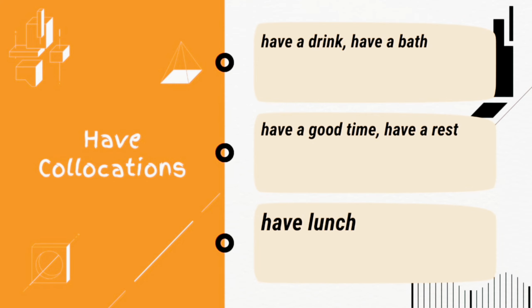So first of all, we have the have collocations. Have a drink, have a bath, wash yourself, have a good time, enjoy yourself, have a rest, just relax, have lunch, eat lunch. Have is used for experiences and activities.